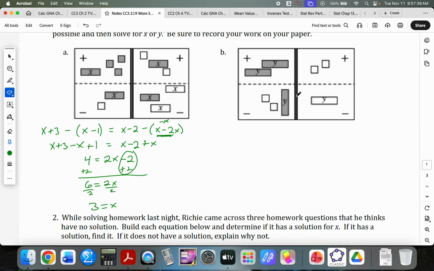All right, let's try this one. So here I have 2y in the positive region minus, in the negative region, y minus 2 equals negative 2 minus a negative y in the negative region. So we're simply going to flip these up, so that'll be 2y minus y plus 2 is equal to negative 2 plus y.